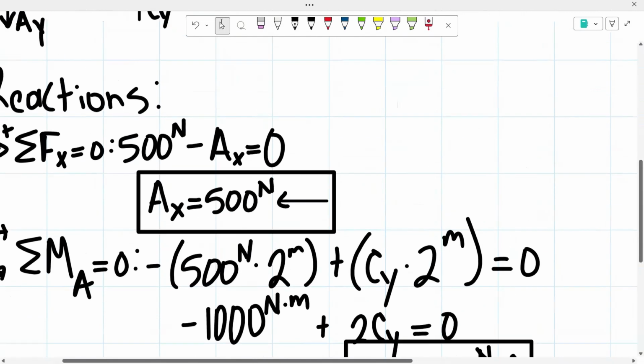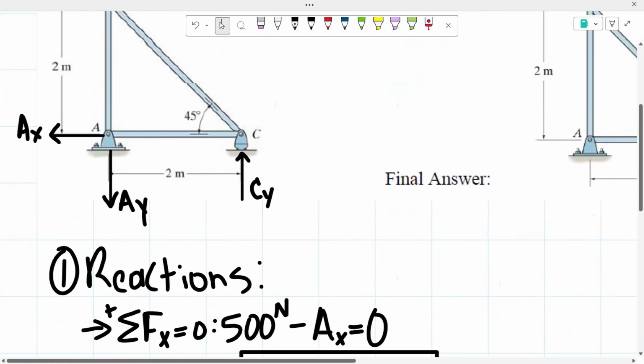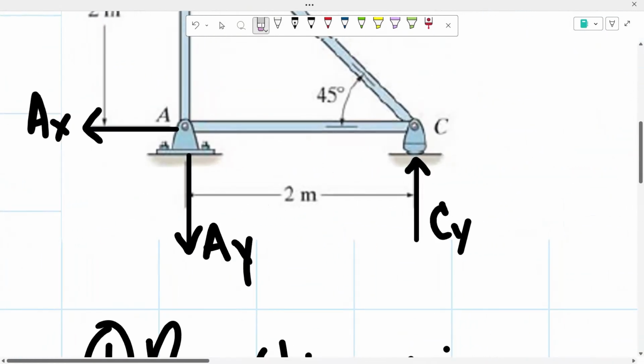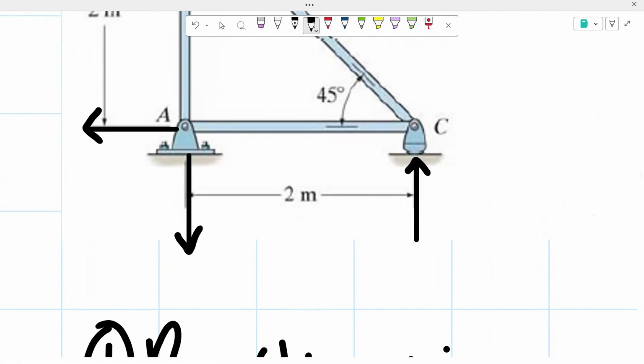Now that we know the values of our reactions, we're going to go ahead and replace them with the forces.